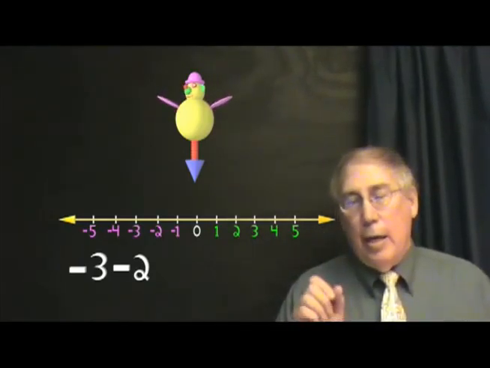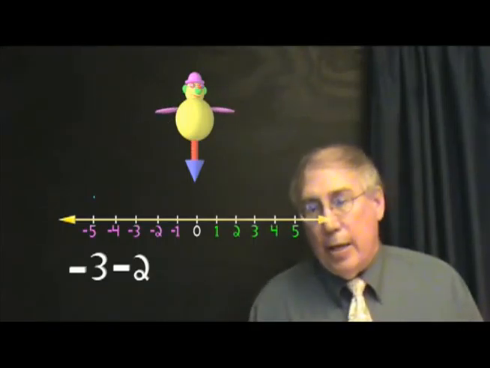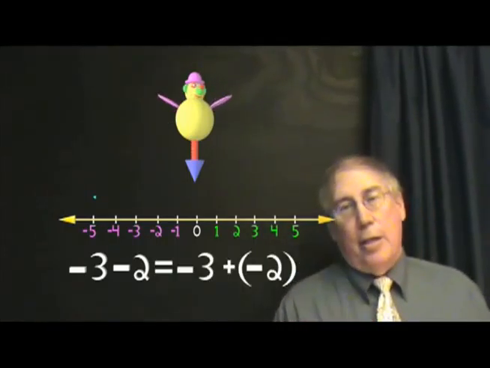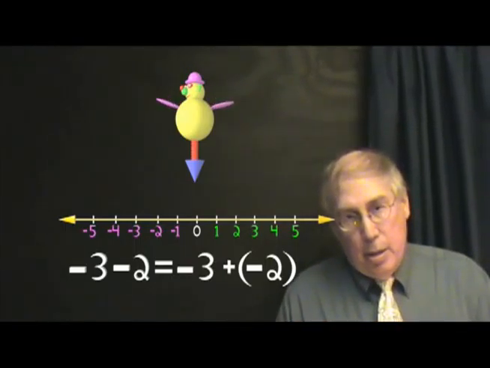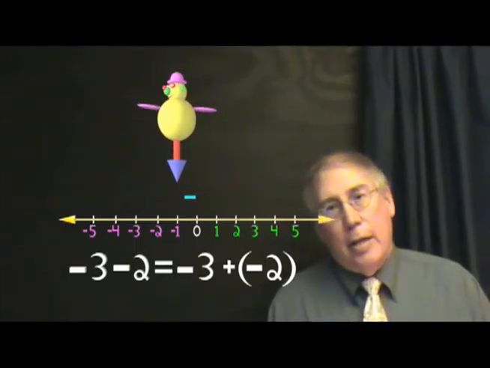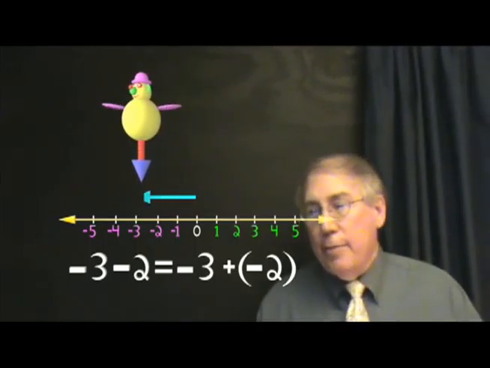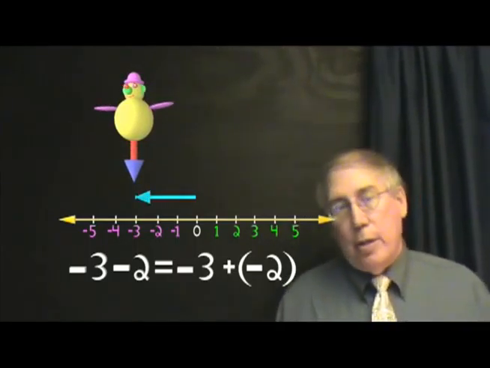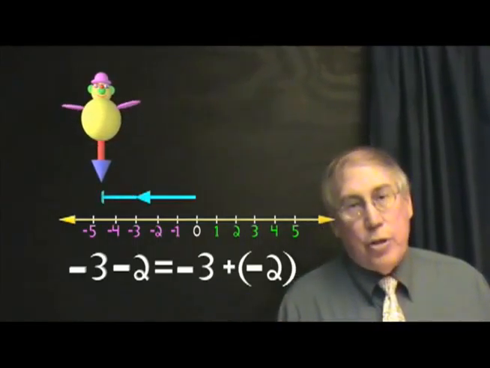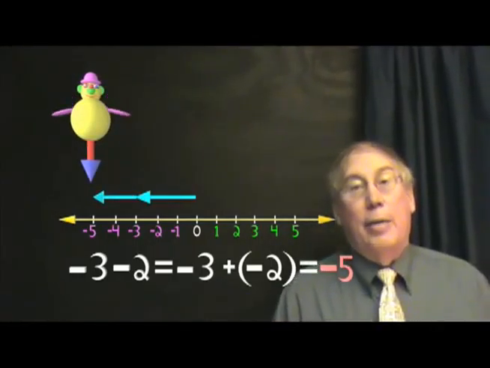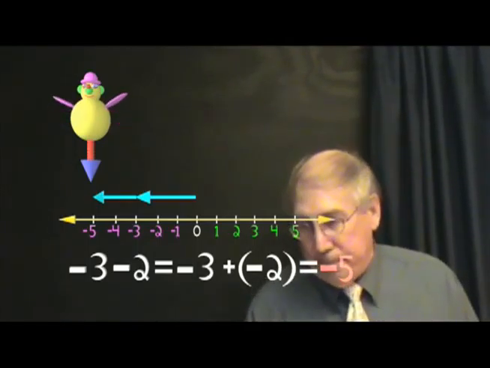A negative 3 minus 2 can be rewritten as negative 3 plus a negative 2. Now the signs are the same, so we add the numbers together and put the common sign, which is negative. So Dirac is showing us we go in the negative direction. We go first 3 and then 2, and we'll land up with a negative 5.